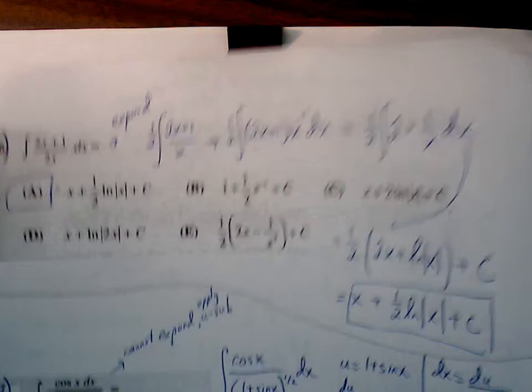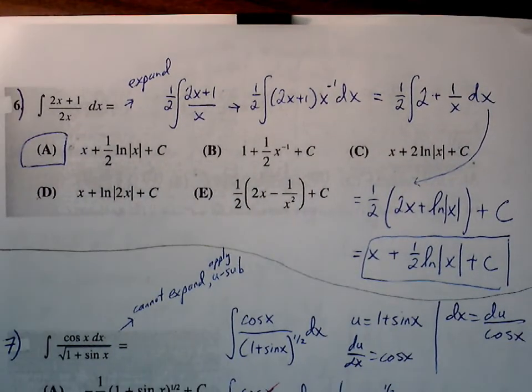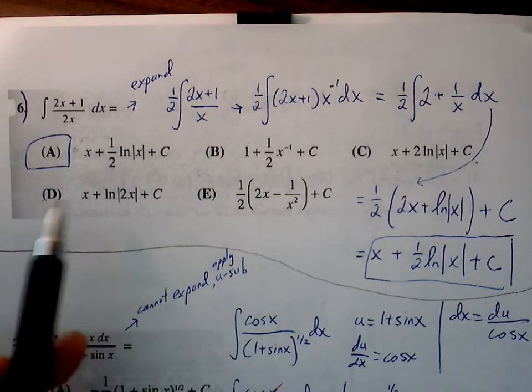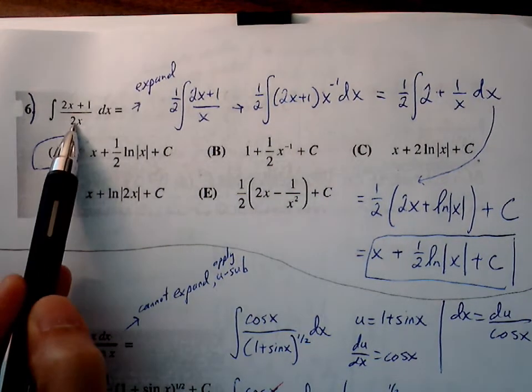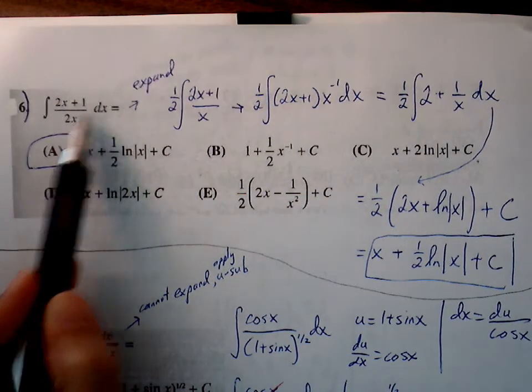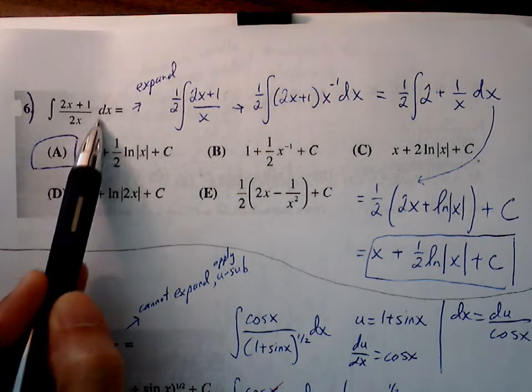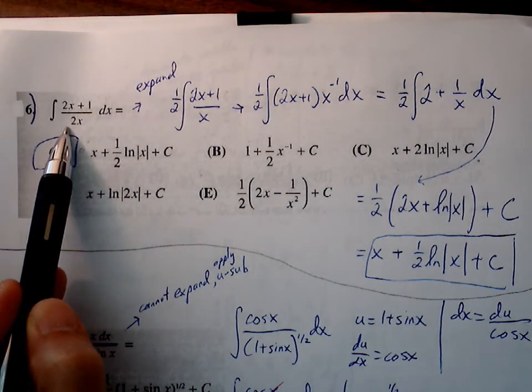Okay. Number 6. So we look at how this problem is set up. Can we expand? Yes. There's only one term in the denominator. I'm going to bring that x safely up to the top. But here's the thing, though. The x is going to come up, but the 2, we're going to leave it in the denominator.